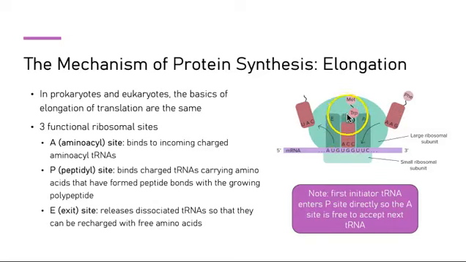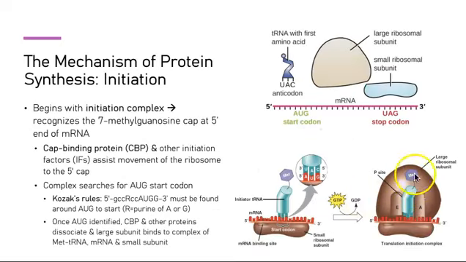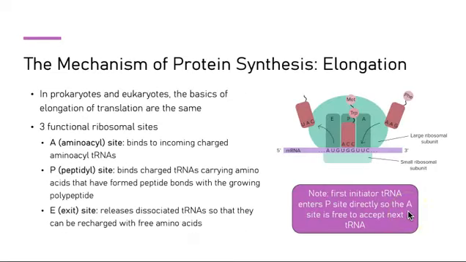The P site here is going to bind the charged tRNAs carrying the amino acid and form that peptide bond with our growing polypeptide. And then the E site is essentially for those tRNAs that don't have their amino acid on there anymore to exit. So they can drift off and be recharged with another free amino acid so it can come back when it is needed. And this little note is what I mentioned in the previous slide, how we are going to have that tRNA, that methionine tRNA enter the P site first.